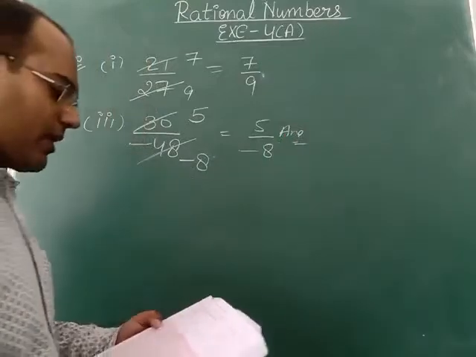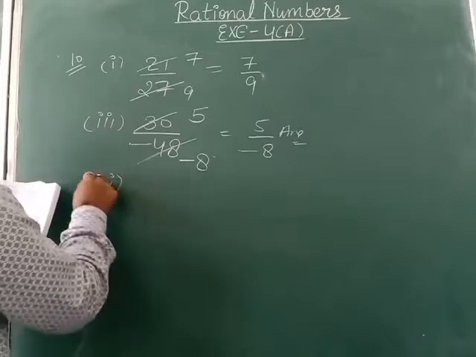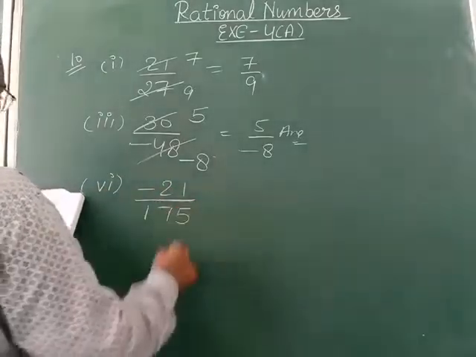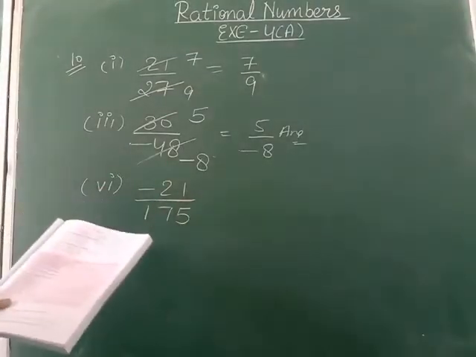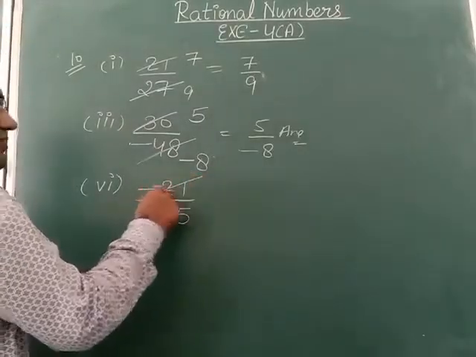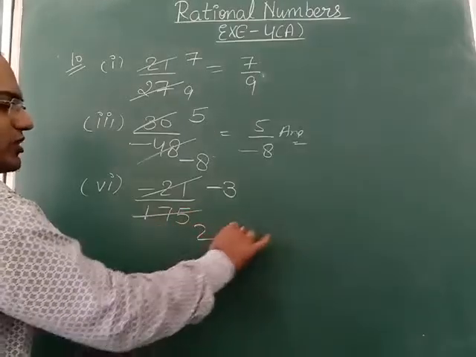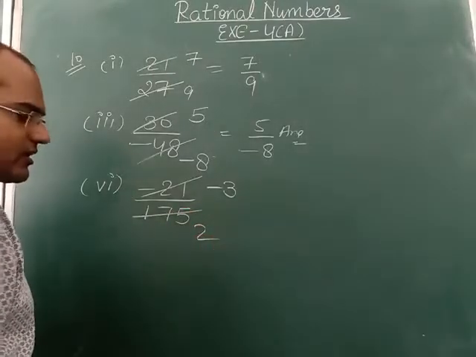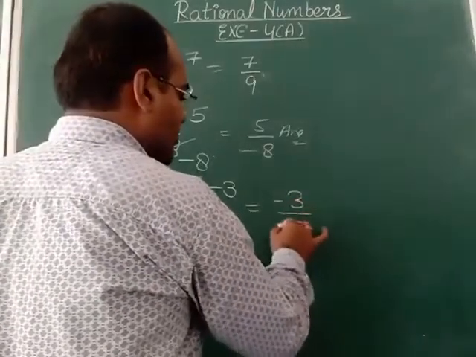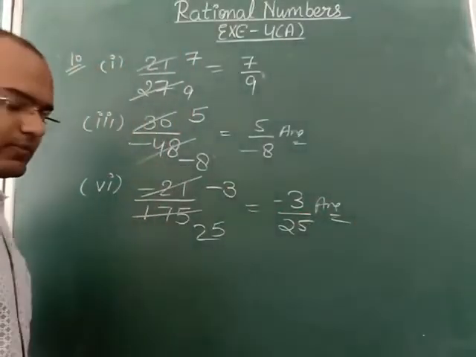See another part, number 6. Minus 21 upon 175. Part number 6. So these two are coming in a table of 7. We will cancel them with a table of 7. 7 3s are 21. Minus is also there, so we will put minus. 7 2s are 14, remainder will be 3. 3 and 5 will be 35. 7 5s are 35. So minus 3 upon 25 is the final answer of this part number 6.